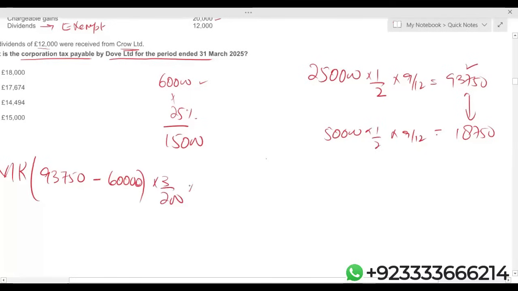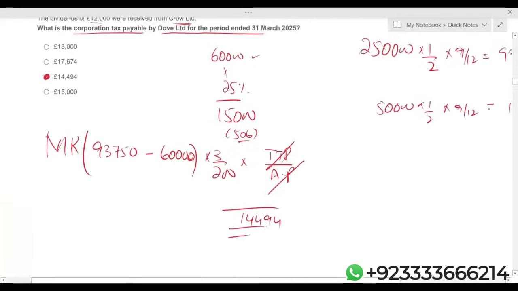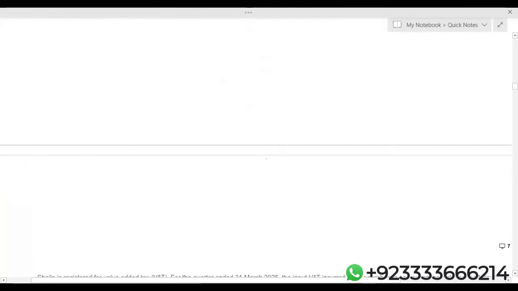3/200. After that, if you recall the formula, we use taxable total profit, then augmented profit. Logically, in this question, they both are equal. So that is why it has no importance. 93750 minus 60,000, 3/200. I'm getting 506. So 15,000 minus 506 gives us a corporation tax liability of 14,494. Your corporation tax liability is 14,494.